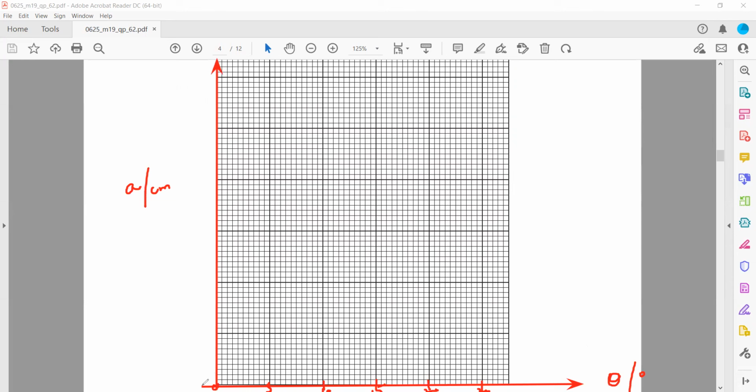So if this is 0, 2, 4, 6, 8, 10, and 12, it means each box represents 0.2, because 10 boxes are equal to 2. So one box equals 0.2. Now, what are the values we have according to the given table?